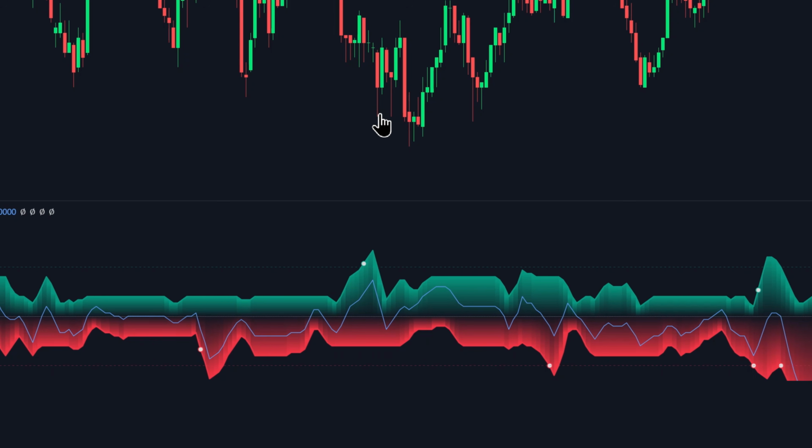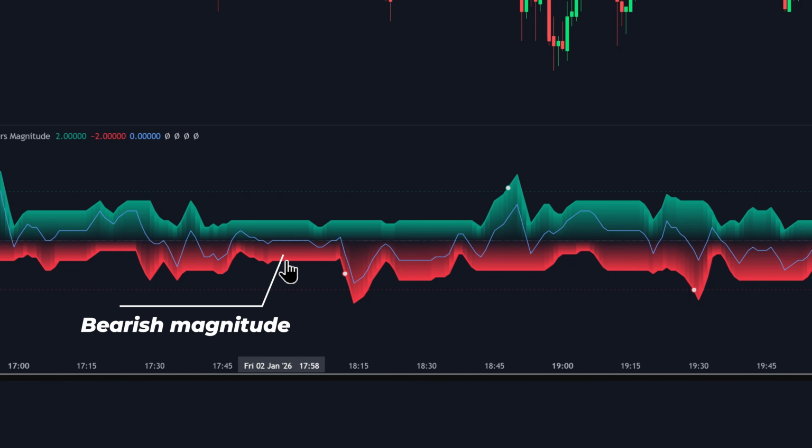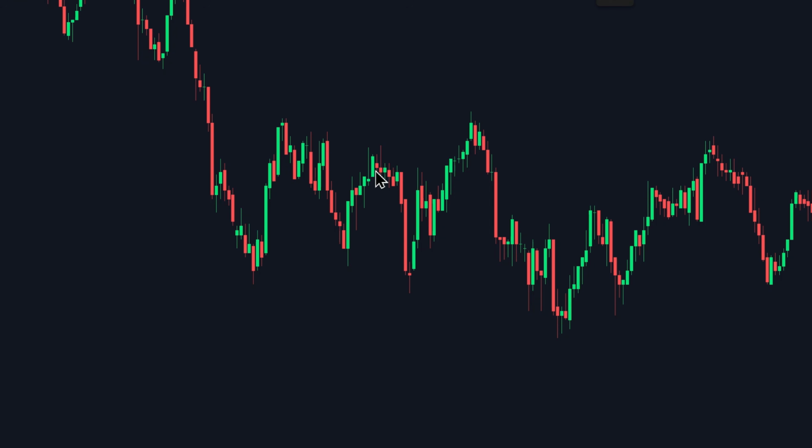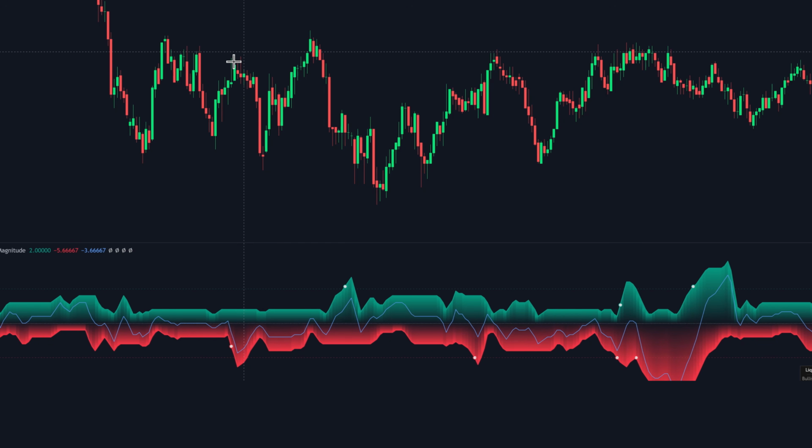The second one is Bearish Magnitude, shown in red. This tracks how often the upper wicks are rejecting from a resistance cluster. Stronger negative readings there tell you that sellers are defending overhead supply.